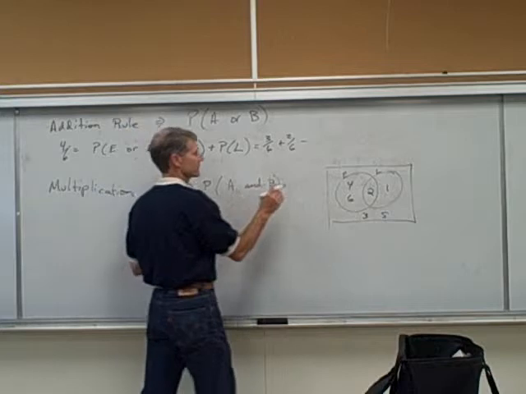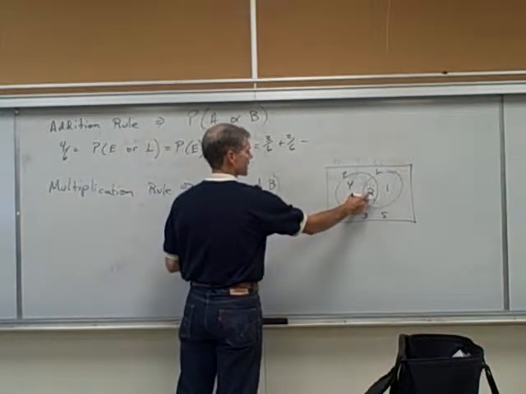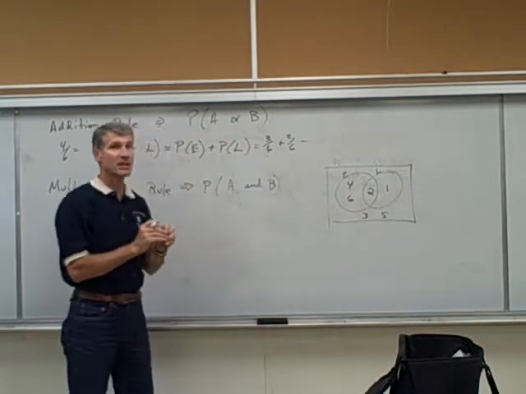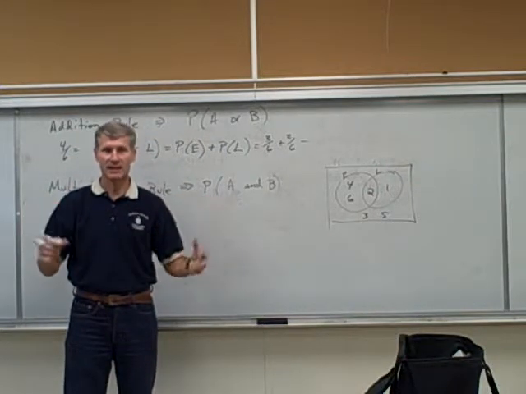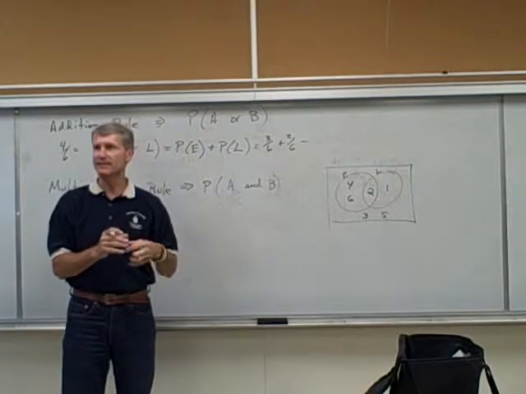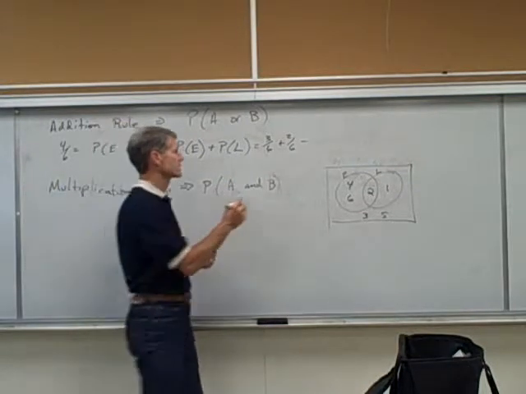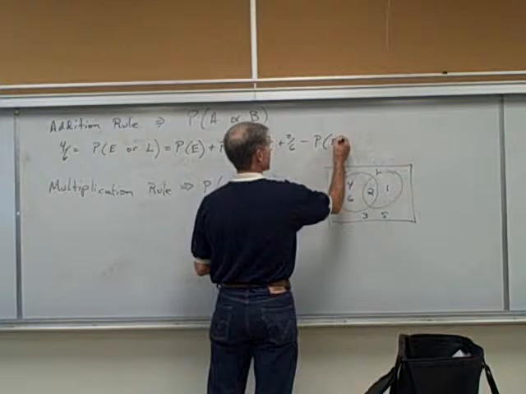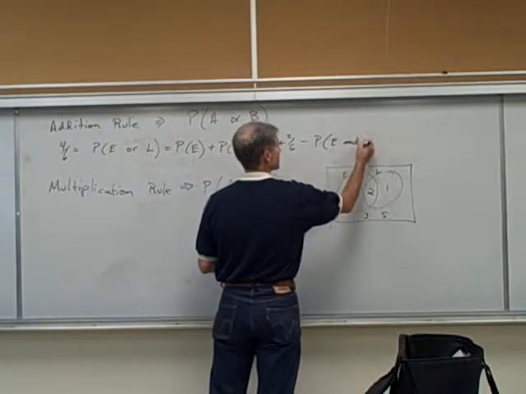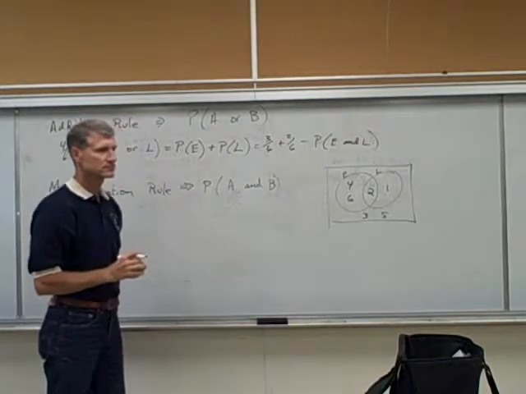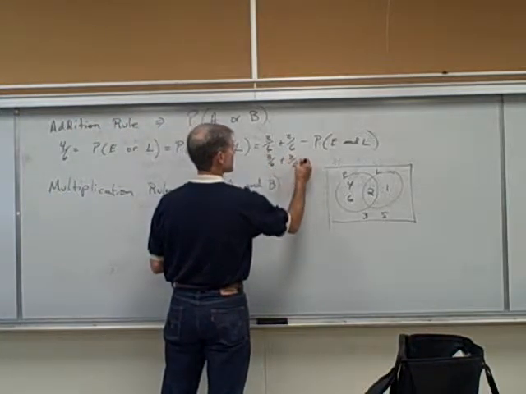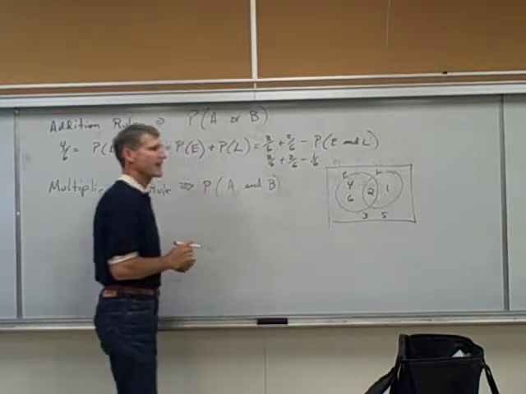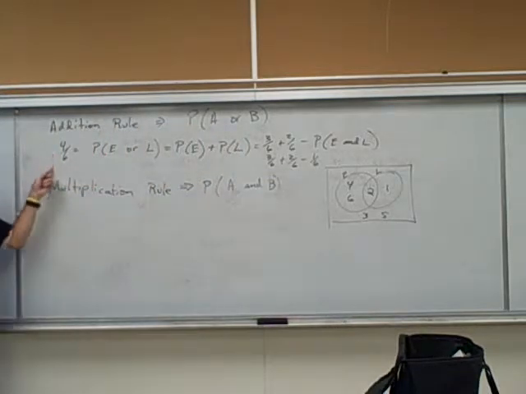Okay, well, subtract it off once. The number that got double counted was the number that was in both. And the word both is the same as the word and. It's in the E group and it's in the L group. Right? So what I subtract off is the probability of E and L. So that's 3 out of 6 plus 2 out of 6 minus 1 out of 6. And that does give me the 4 out of 6 that I know is the right answer.